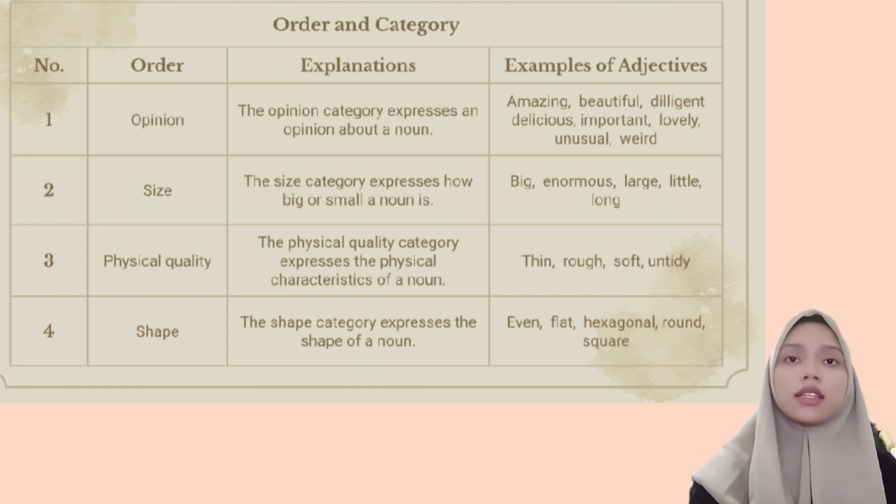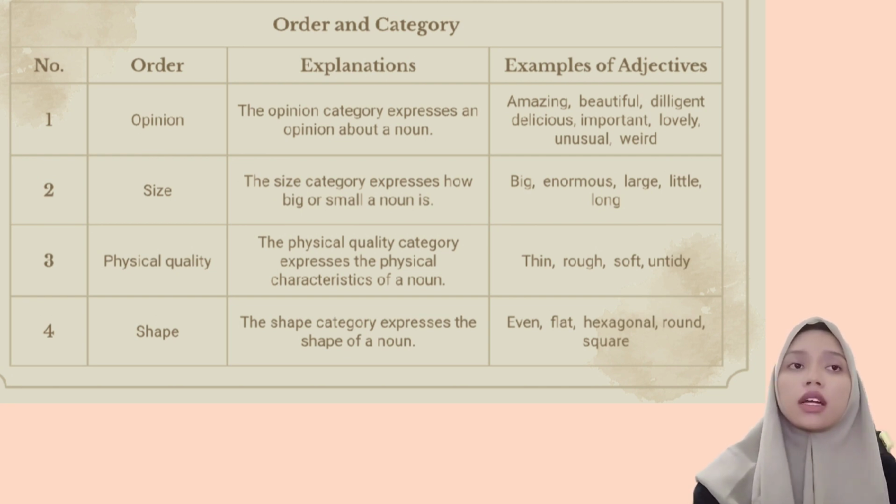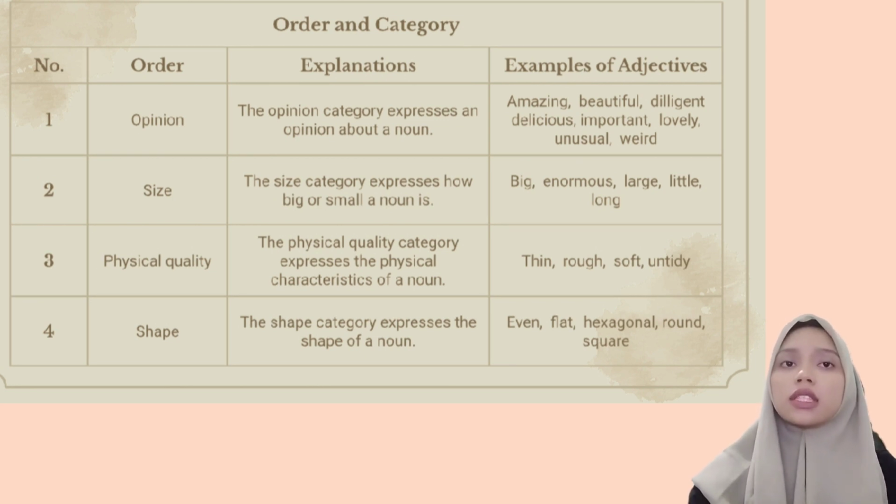One is opinion. The opinion category expresses an opinion about a noun. The example like amazing, beautiful, diligent, delicious, important, lovely, unusual, also weird. And second is size. The size category expresses how big or small a noun is. For the example like big, enormous, large, little, and long. And the third is physical quality. The physical quality category expresses the physical characteristic of a noun. For the example like thin, rough, soft, and untidy.